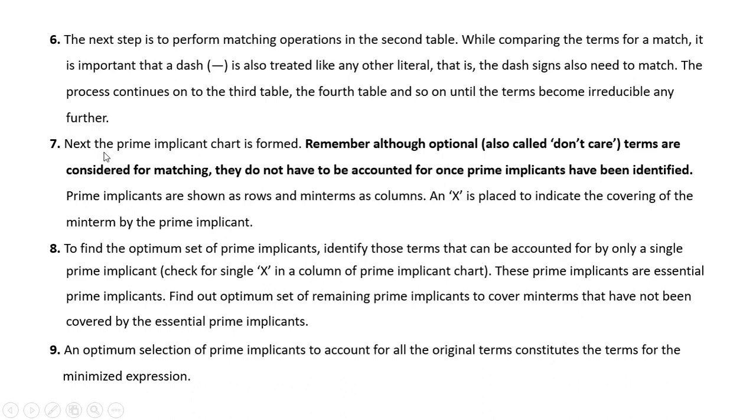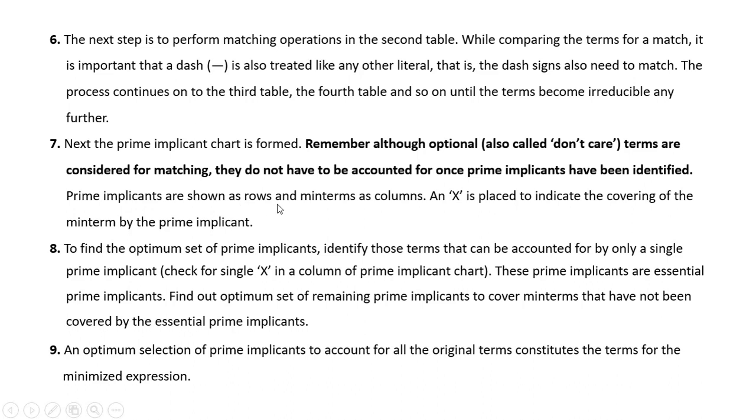Now we have got all the prime implicants by doing these comparisons and forming one table from another. When we get a table where no further comparison is possible, we have all the irreducible terms, so we will collect all the irreducible terms, and those are our prime implicants. Next we will form the prime implicant chart. Remember that optional or don't care terms are considered for matching or grouping, but they do not have to be accounted for once prime implicants have been identified. So we will not use don't cares in this prime implicant chart.